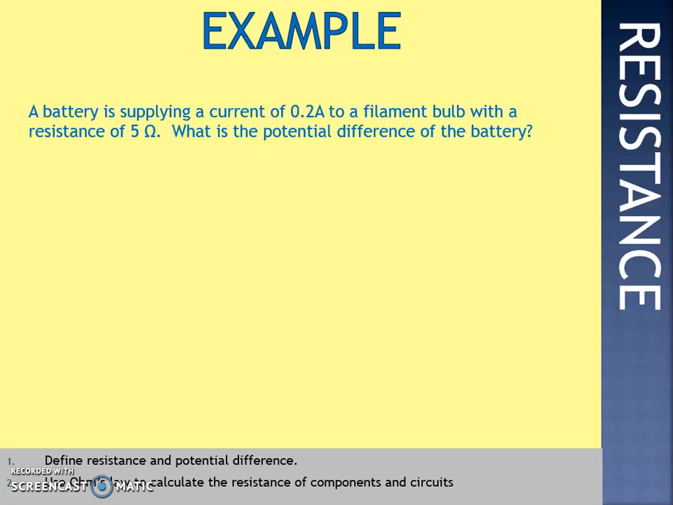First up, a battery supplying a current of 0.2 amps to a filament bulb with a resistance of 5 ohms. What's the potential difference? When I'm answering this in my exam question, I would write out my equation. I would make sure I write it out so it's clear what I've done. So I've got V equals IR. I've then taken out what's my current, what's my resistance. My current is 0.2, my resistance is 5. If V equals IR, then that would be 0.2 times 5, giving me an answer of 1 volt.